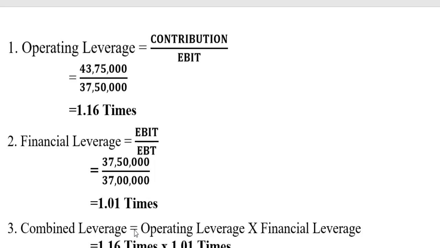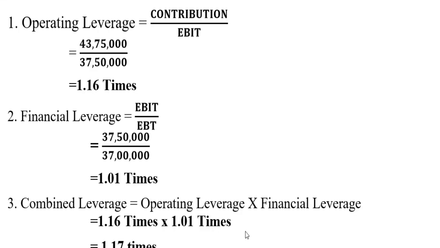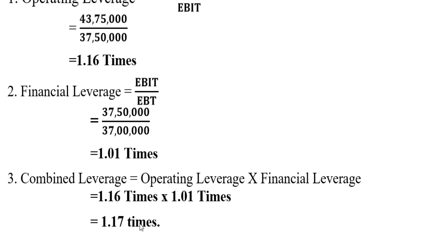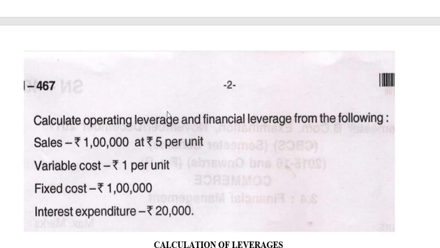Next, combined leverage, operating leverage into financial leverage. Operating leverage 1.16 times is already calculated, and financial leverage is 1.01 times. And there you'll get 1.17 times. This is how you have to calculate leverages. We will see one more problem.